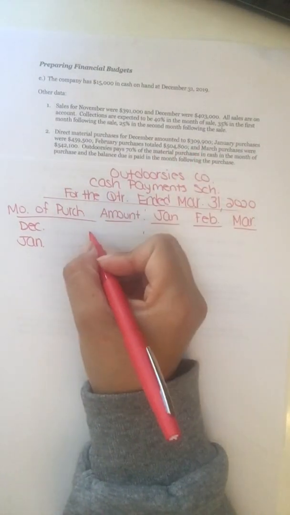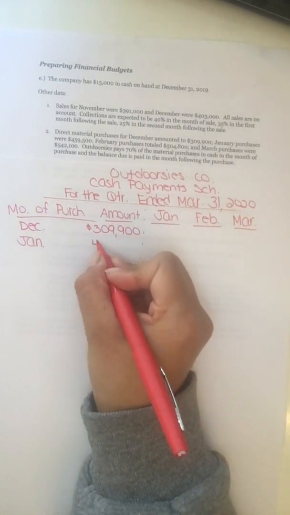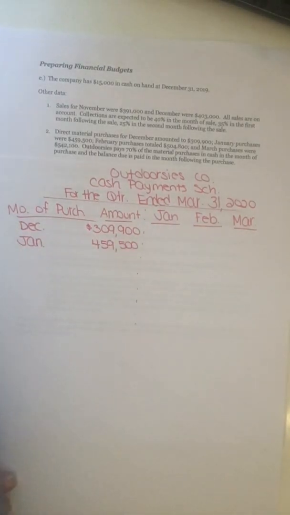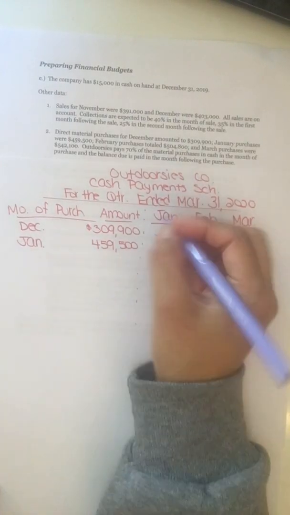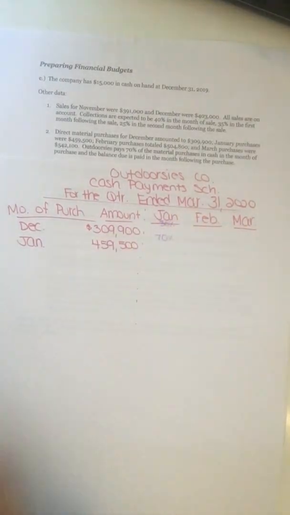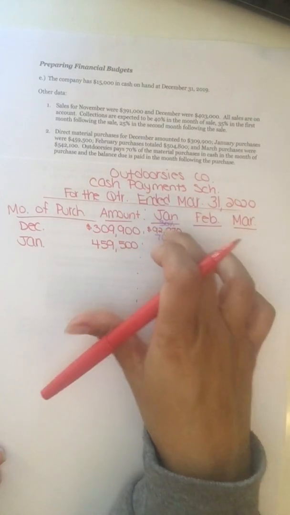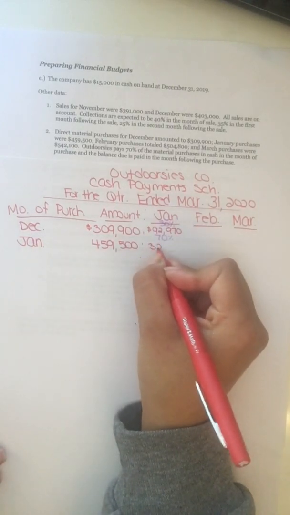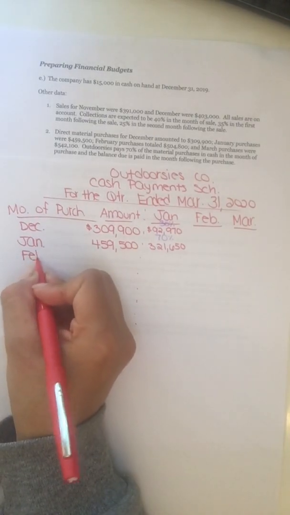All right, so for December, $309,900, January $459,500. So in the month of January, we will pay our vendors 70% of what we owe for this month. We will pay them 30% for last month's purchases. So that gives us $92,970, that's 30% of the $309. 70% of the $459 gives us $321,650. All right, continue on.